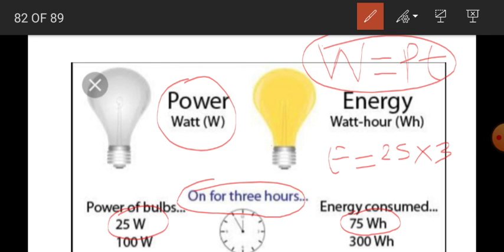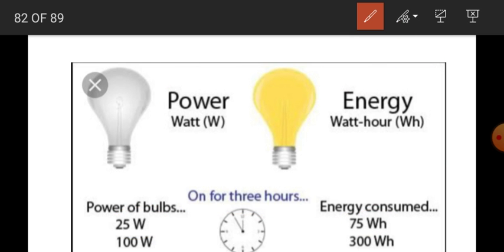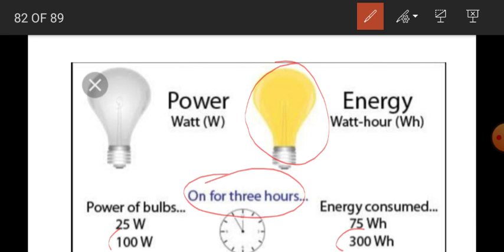And if my bulb is of 100 watt and if I use it for 3 hours, then my energy consumption will be 300 watt hour, the actual energy consumed by the bulb. So, accordingly I will have to pay the electricity bill.